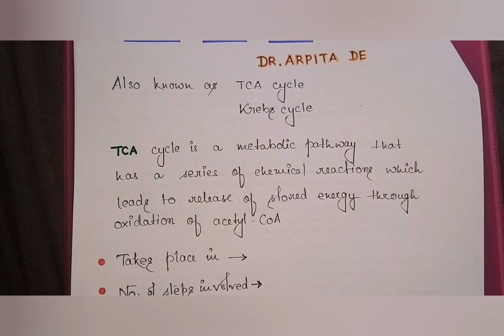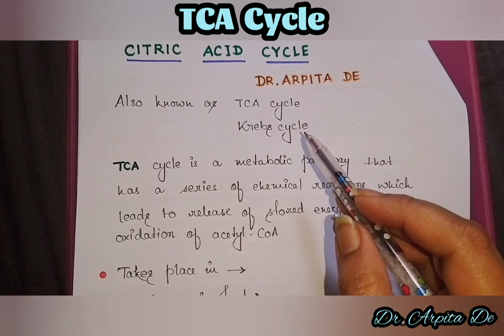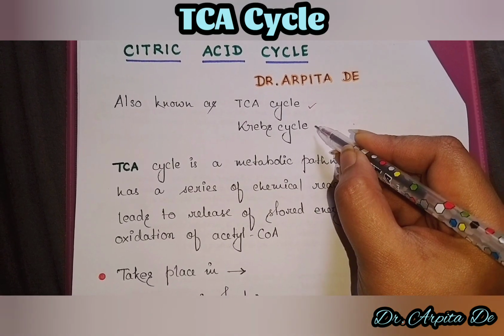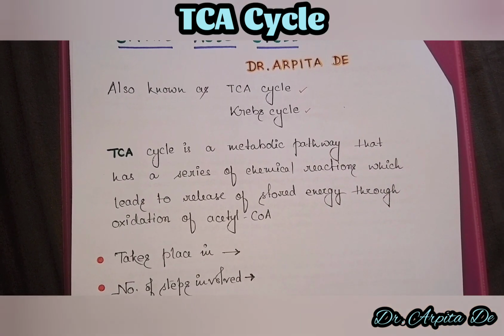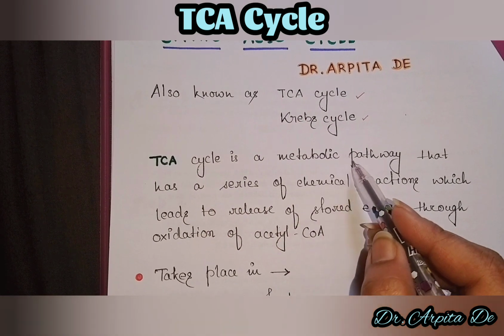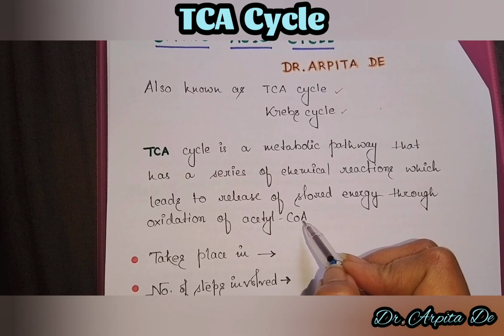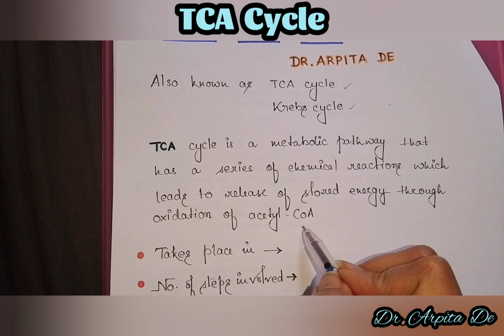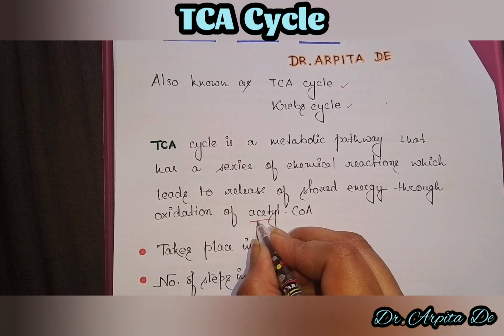Okay, so let's start. The citric acid cycle is also known as the TCA cycle, tricarboxylic acid cycle, or Krebs cycle. The TCA cycle is a metabolic pathway that has a series of chemical reactions which lead to the release of stored energy through oxidation of acetyl coenzyme A. This you will have to remember.